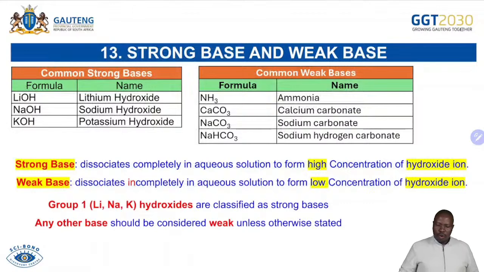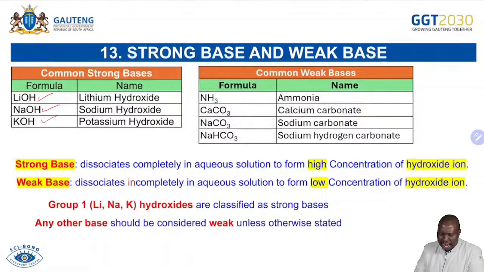Now, when it comes to common strong bases, these are the common strong bases. You see the group 1 elements in the periodic table, which are lithium hydroxide, sodium hydroxide, and potassium hydroxide. These are your common strong bases. These are all group 1 elements. But we don't want you to think that there are only three strong bases. No, they cannot be only three.